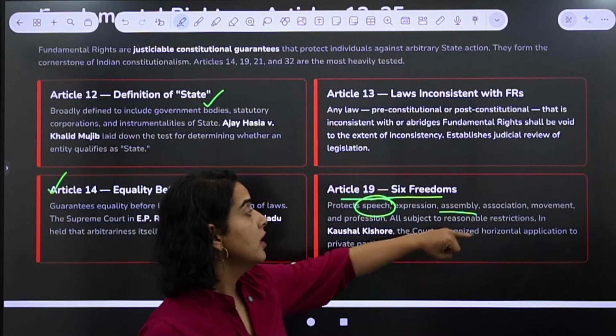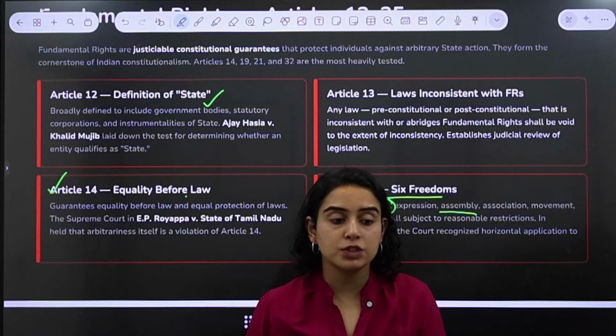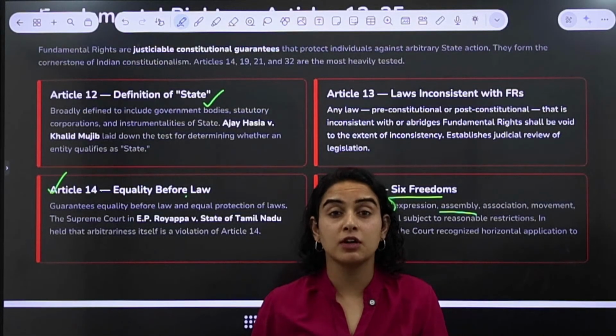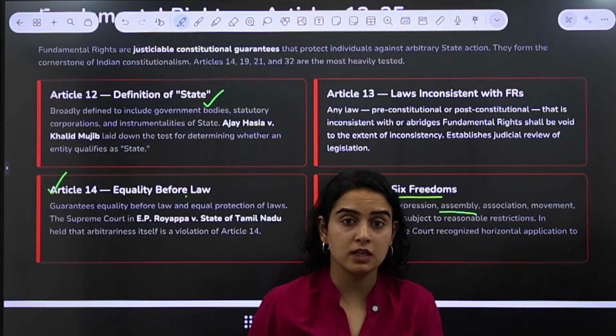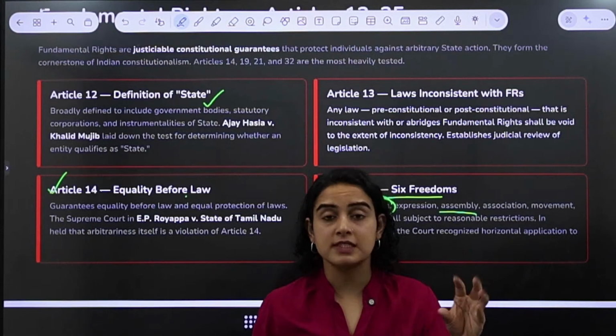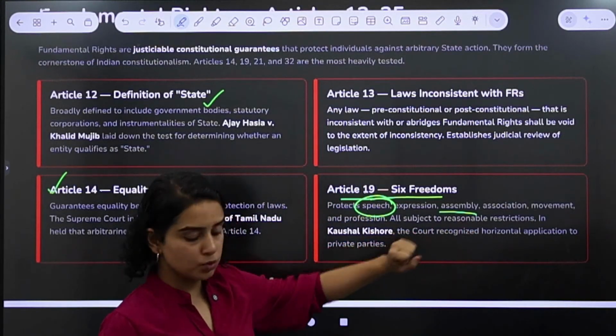Then you have right to association, right? You might have associations or unions. You can make associations, you can make unions. You might have heard of labor union, trade union, truck unions, right? All of it is allowed. All of this can be done, and the constitution gives us the freedom to do so, right?